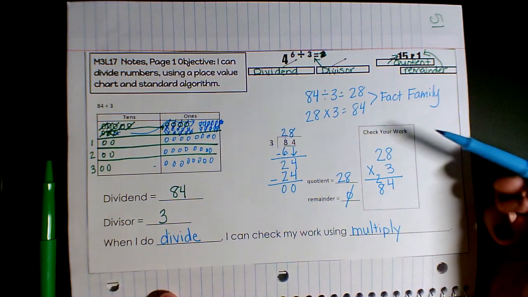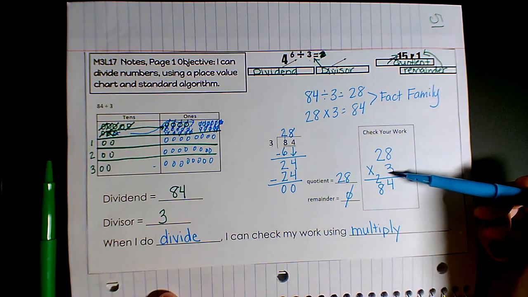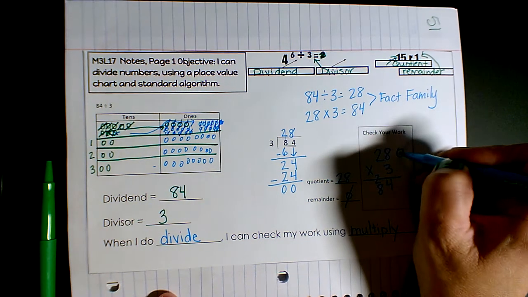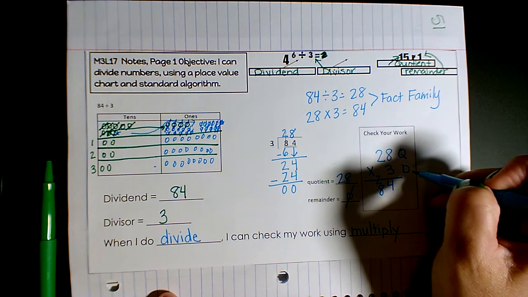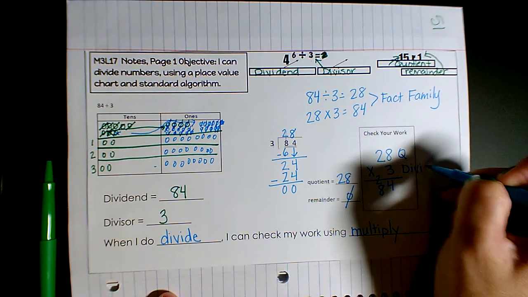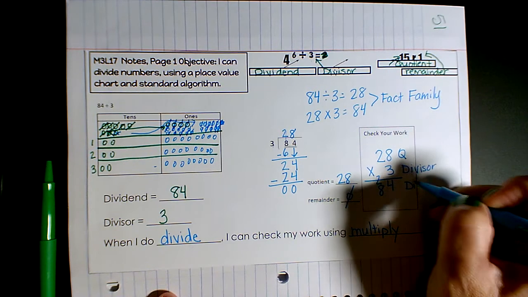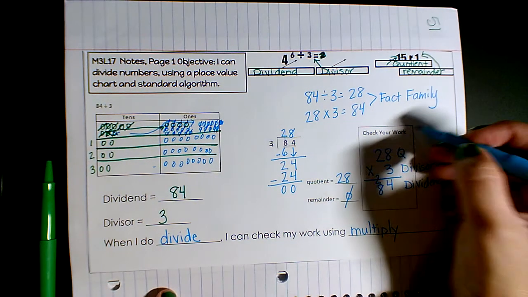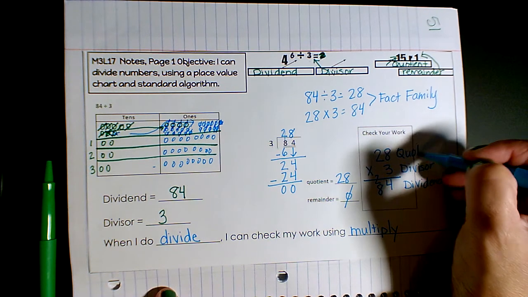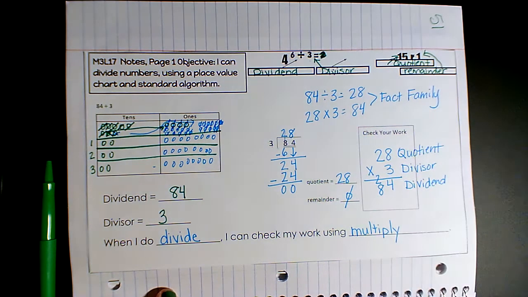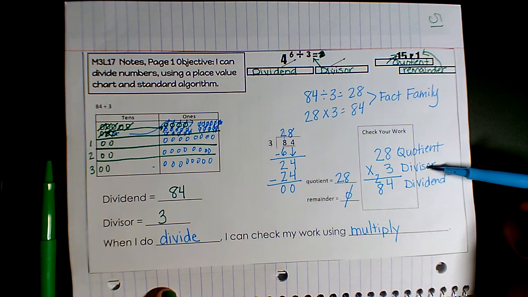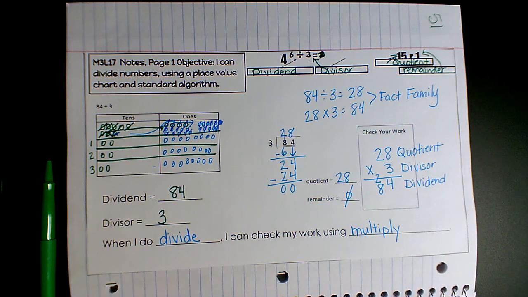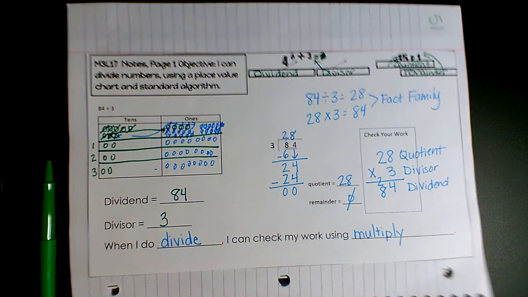Okay, so when you check your work, you're going to use your quotient times your divisor to find your dividend. So this is your quotient, your divisor, and your dividend. Okay? Kind of put those on there because that helps you remember what numbers to use there. So this is my quotient times my divisor gives me my dividend. That's how I can check my work to see if I was correct.